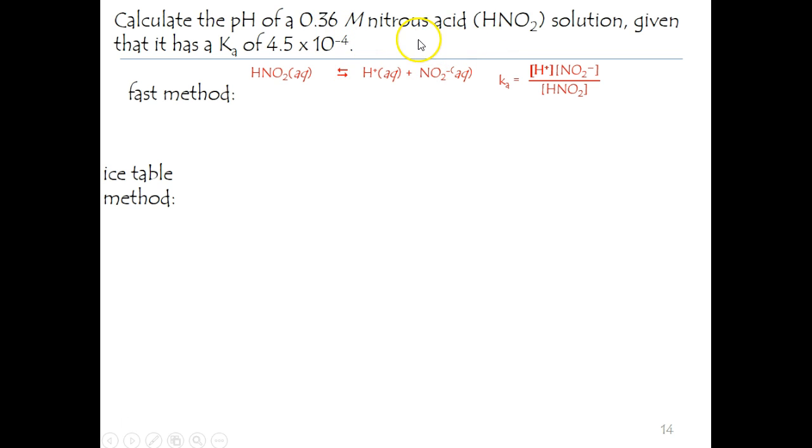Since the K is very low, we can approximate that as 0.36, giving us 4.5 times 10 to the minus 4 equals x squared over 0.36. We should be able to solve for x. We get that it is 0.000763. Taking the negative log gives us the pH, and we're done. No ice table. Here it is with the ice table.